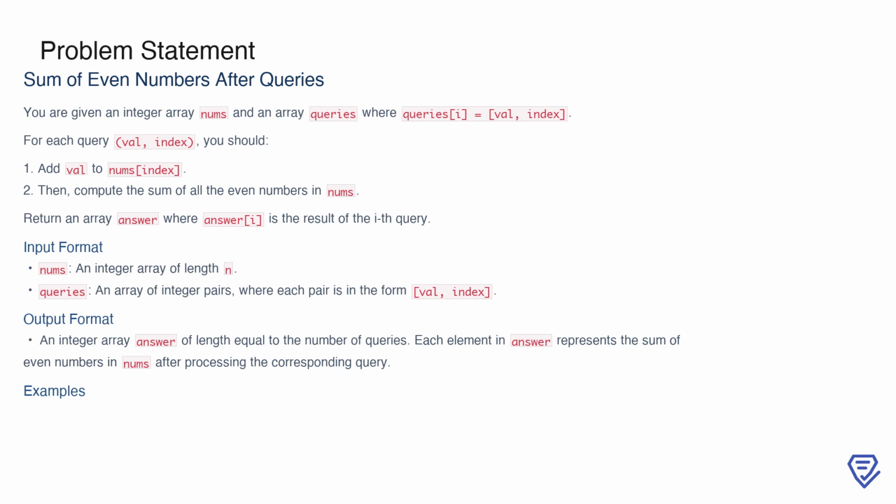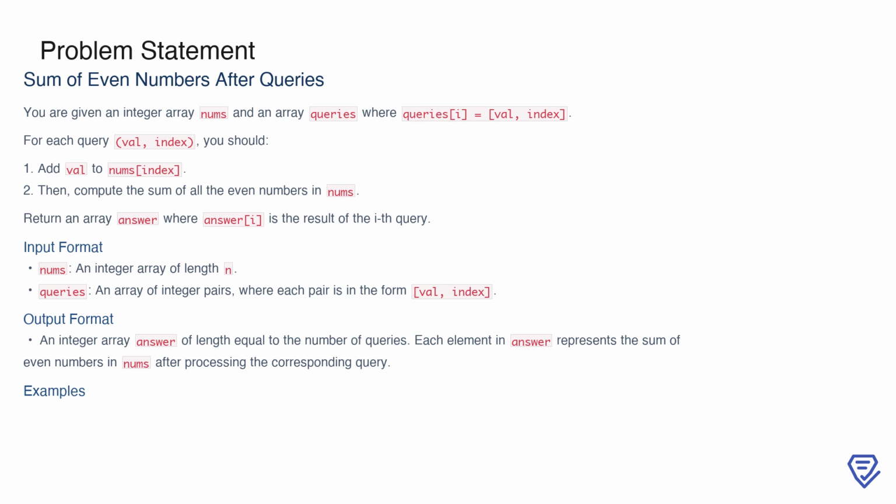In this problem, we are given two inputs, an integer array called nums and another array called queries. Each element in queries is a pair, val, index. For every pair, the task involves two steps. First, we add the given value val to the element at index in the array nums. Second, we calculate the sum of all the even numbers in the updated nums array.